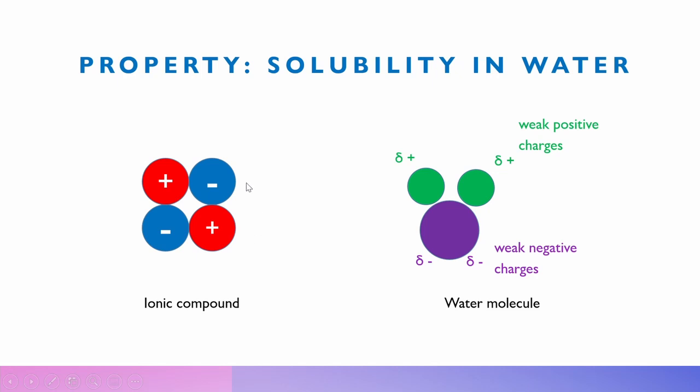Ionic compounds, shown here with positive and negative charges. Note that the oppositely charged ions are always adjacent to each other, and the ones with the same charges are never directly touching each other.